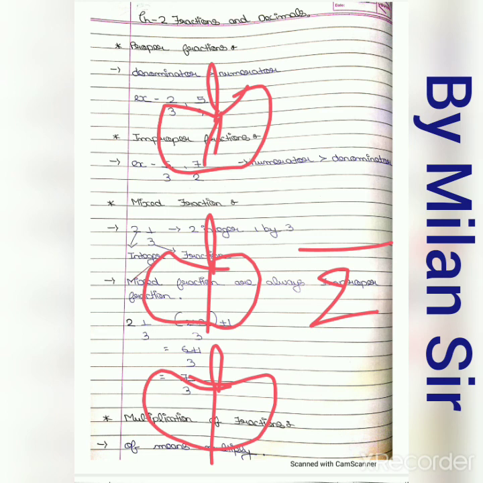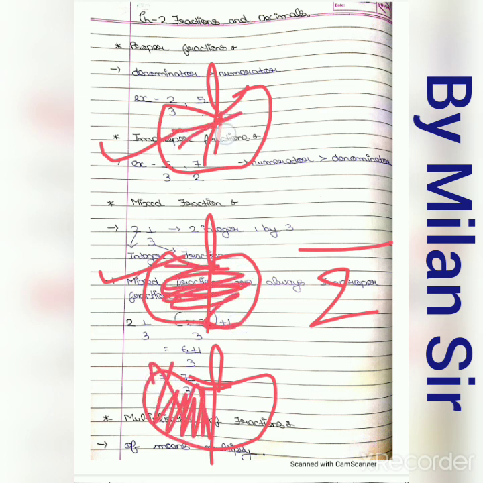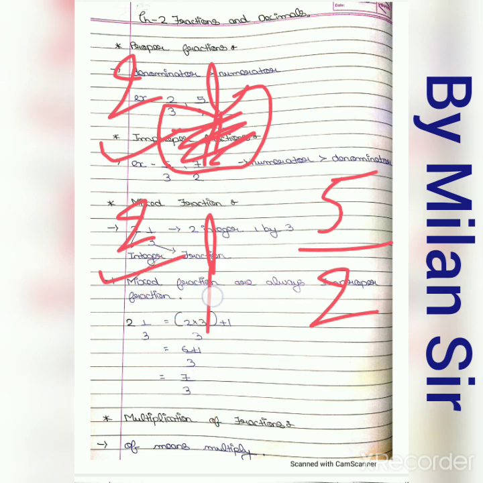Then how many apples did your brother eat? 1 full apple, 1 full apple and 1 half apple. Only this portion. Okay, this full apple. So in total how many parts did he eat? Here 2 parts, here 2 parts and here 1 part. So total 5 parts. Right? In this type of situation we can use an improper fraction. So this is an improper fraction.